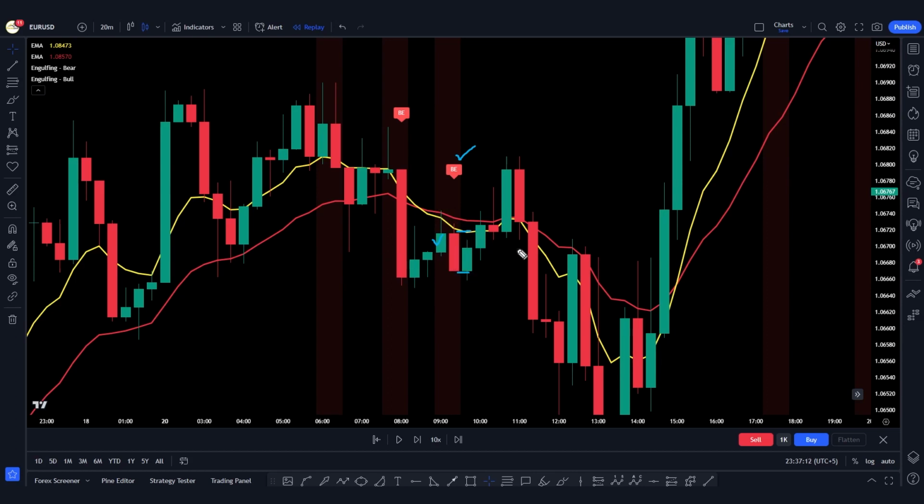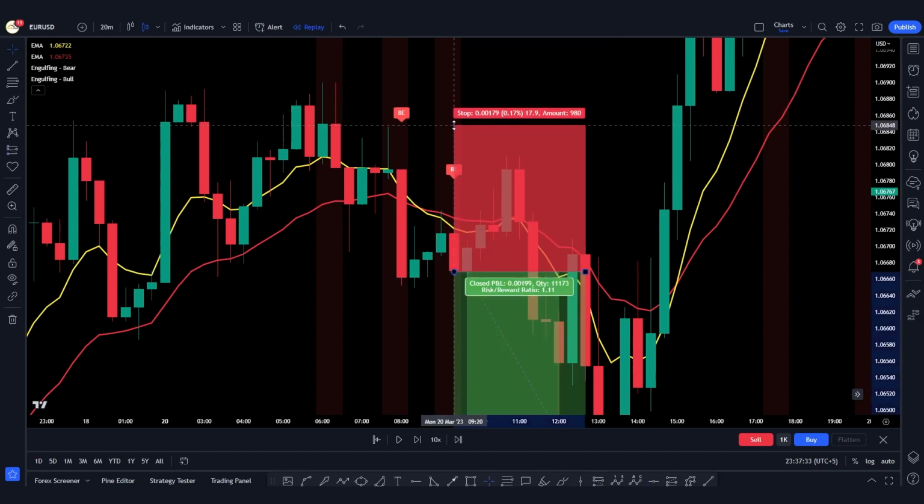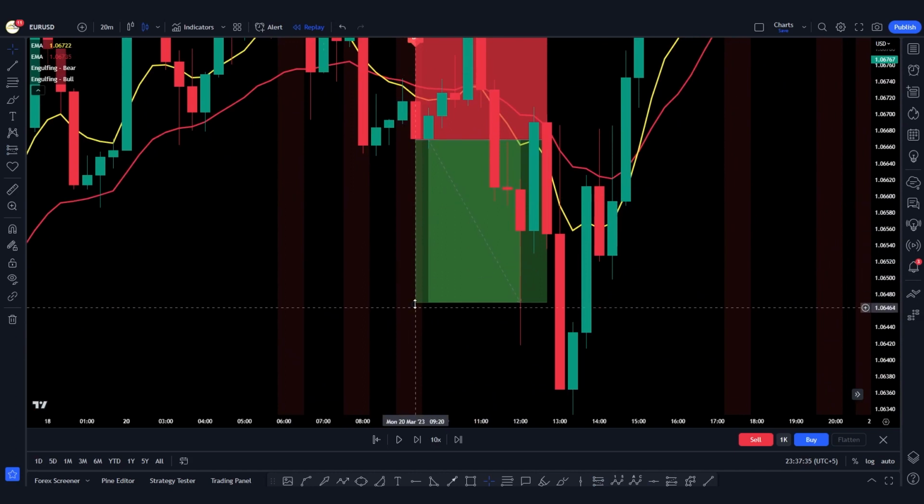The second rule is that the fast period EMA, denoted by this yellow line, should be below the slow period EMA, denoted by this red line. This means the market is in bearish momentum. Once these two rules are satisfied, we can take a short position at the close of the candle where the bearish engulfing pattern is forming, and put our stop loss at the last swing high, and target a 1.5 risk to reward ratio.